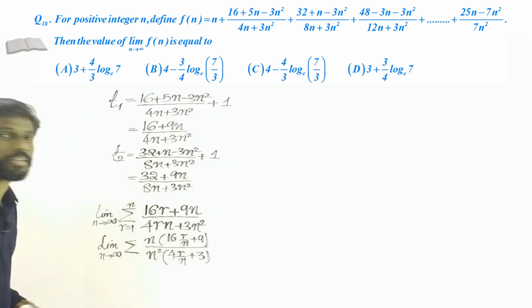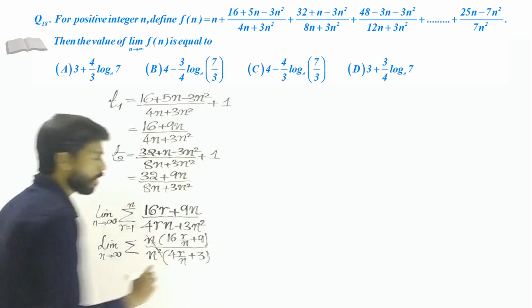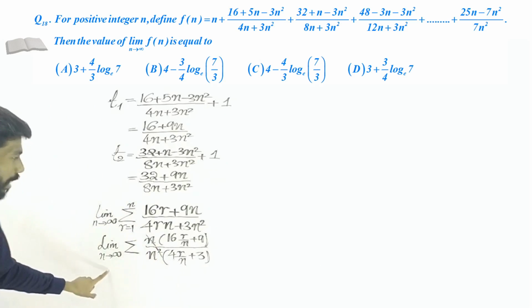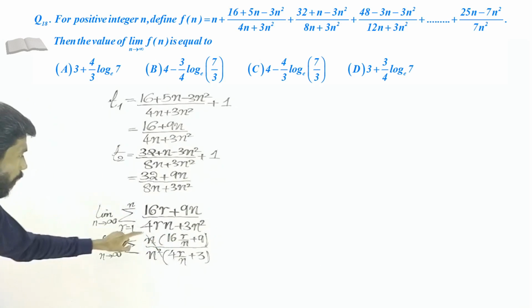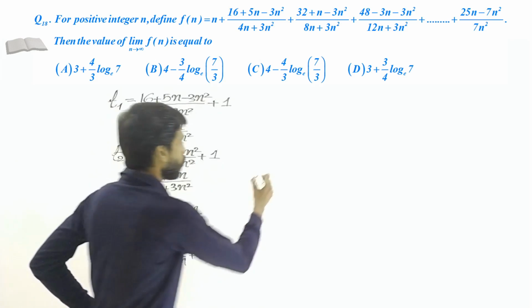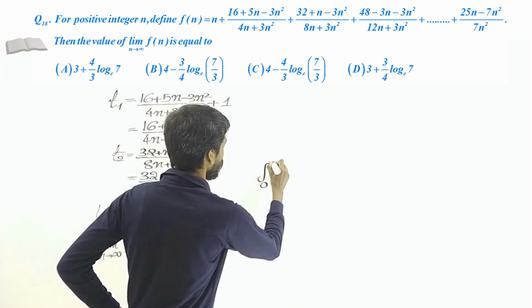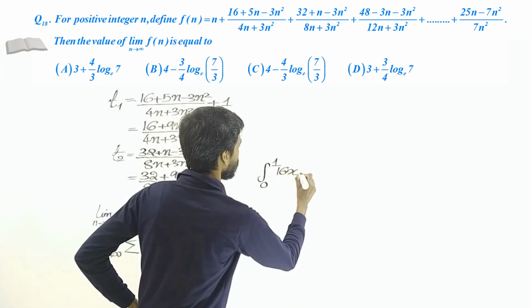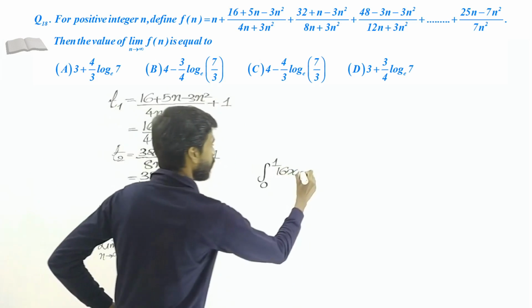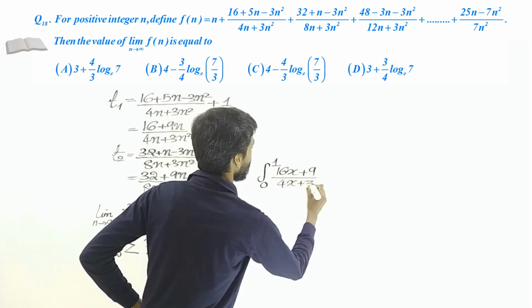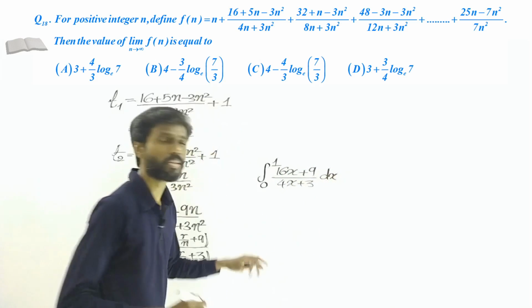Okay, now as usual, we will write this limit summation as integration, right? And then this r by n becomes x, and then 1 by n can be written as dx. So this limit summation can be converted into integration. So that becomes integration from 0 to 1 of (16x plus 9) divided by (4x plus 3), and then this 1 by n can be written as dx. So now it is a question of integration.